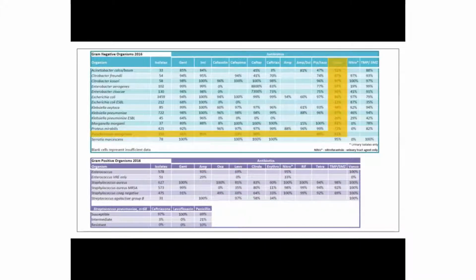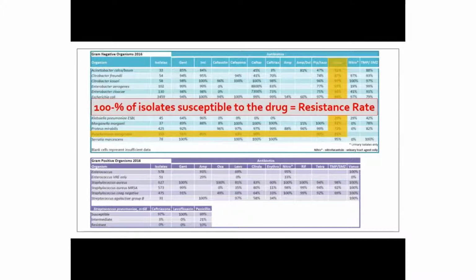So to read the table correctly, you have to follow the organism and the antibiotic and find where they meet. As you can see here, Pseudomonas aligned with Cipro shows that Pseudomonas was sensitive to ciprofloxacin 81% of the time. To determine the resistant rate, you just subtract that number from 100. Therefore, the resistant rate of ciprofloxacin to Pseudomonas was 100 minus 81, which would be 19% resistant.